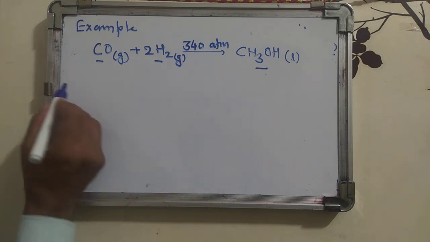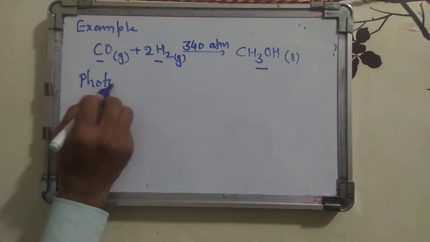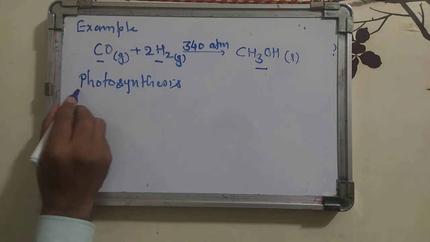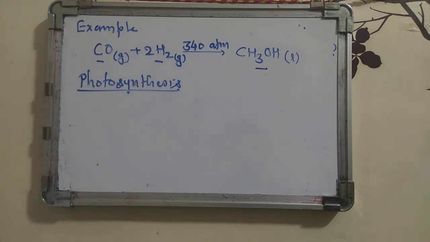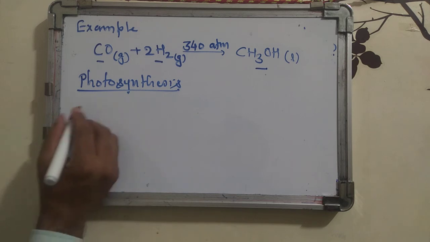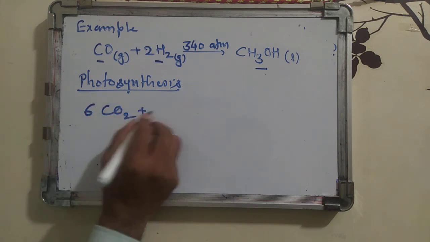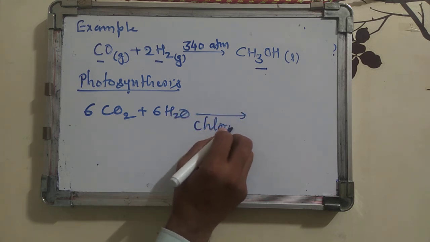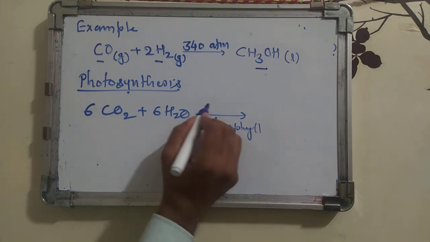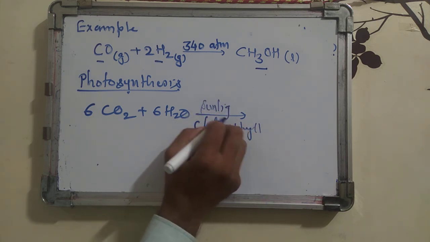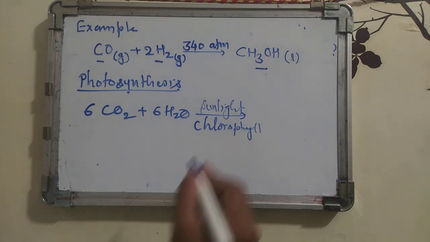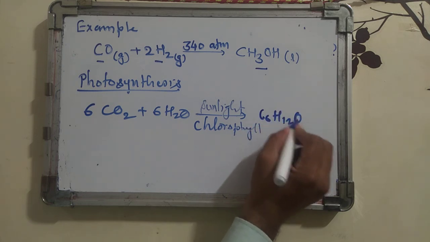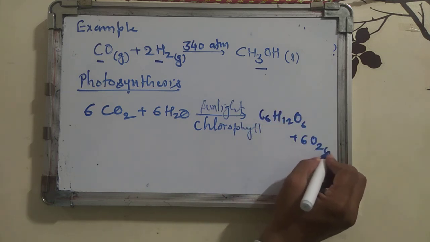The second reaction, you must be knowing, is photosynthesis, a very common reaction. Preparation of glucose, formation of food: 6 carbon dioxide plus 6 water molecules react in presence of chlorophyll. Chlorophyll is a green pigment present in the leaf, in presence of sunlight. These are the conditions of the reaction which we write over the arrow. Then we get C6H12O6 plus 6 oxygen molecules, in the gaseous form.